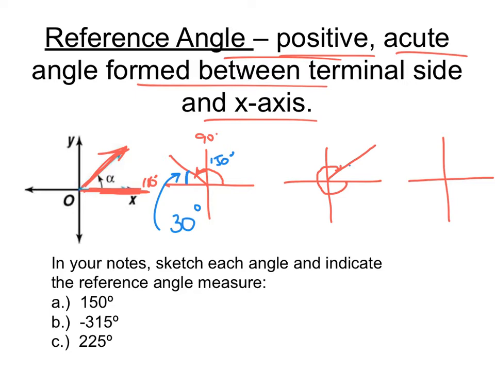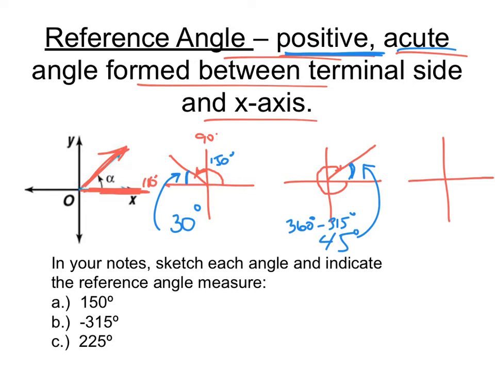So I'm trying to figure out this angle right here. Well, I've almost gone all the way to 360. So if I simply take 360 minus 315, how much was left over? Well, that's 45 degrees. This angle inside of here is 45 degrees. Now, even though I went negative 315, the reference angle is always a positive angle, and acute obviously meaning less than 90 degrees. All right, you want to try 225?